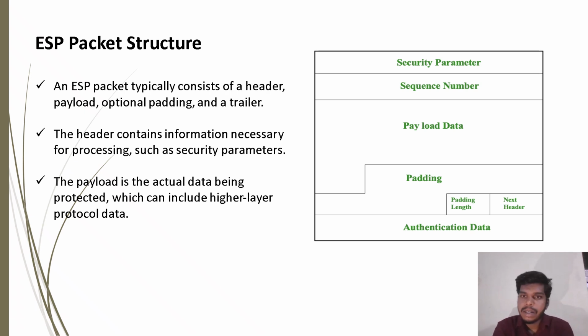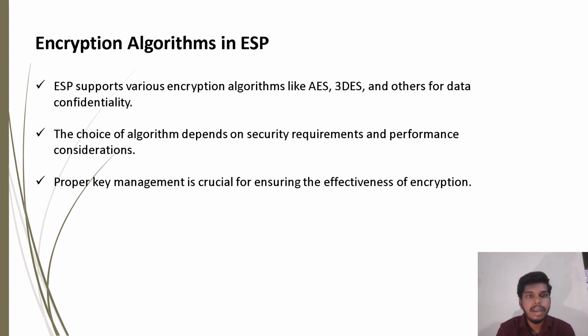In the ESP packet structure, we can see in the picture a security parameter index and a sequence number, payload data, padding, and authentication data. In padding, there is a padding length and next header. This is the structure of an ESP packet. Going to the next slide.